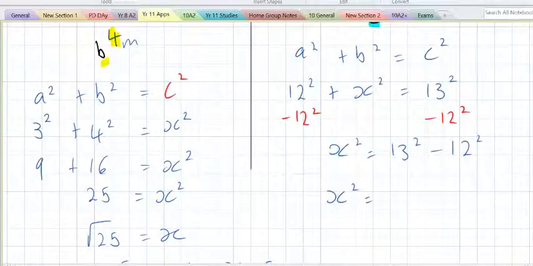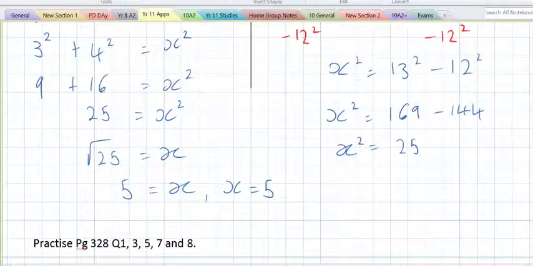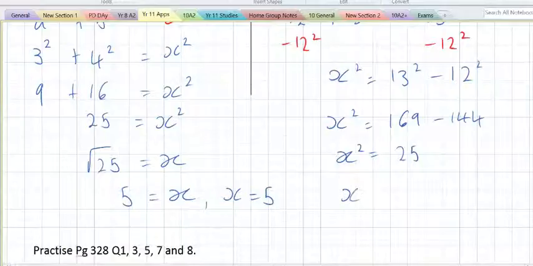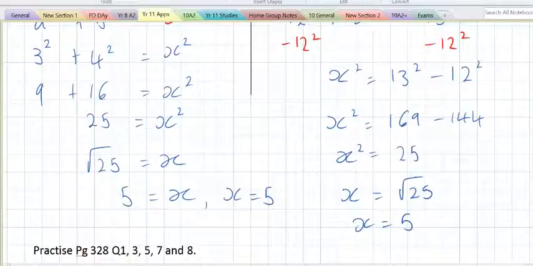And once again, you're always welcome to reach for your calculator, but 13 squared is 169. 12 squared is 144. x squared equals 169 minus 144. x squared is 25, and we've seen that before. So we square root both sides again and make it x is equal to the square root of 25, or x is equal to 5. Okay.